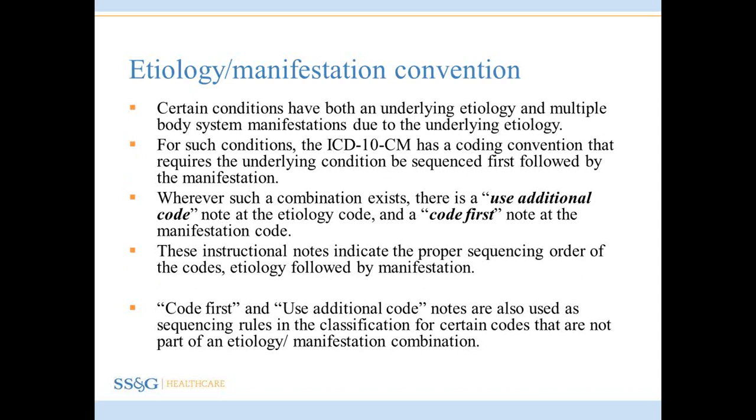Etiology and manifestation convention. Certain conditions have both an underlying etiology and multiple body system manifestations due to the underlying etiology. So, of course, the first thing that comes to mind is diabetes. We all know there's your standard DM, and everybody wants this code 250.00. And we all know that there are renal manifestations, neurological manifestations, and so we know that that is a code that has multiple body system manifestations for it.